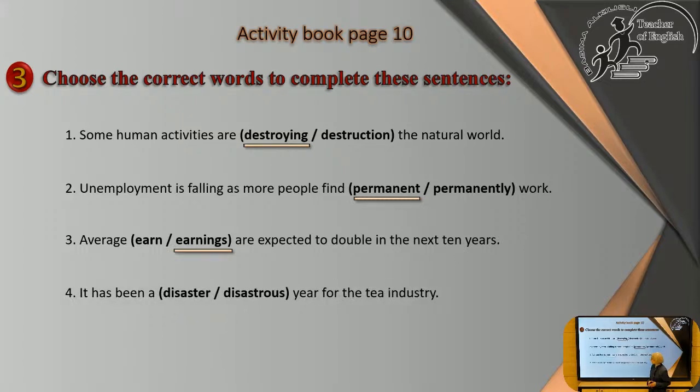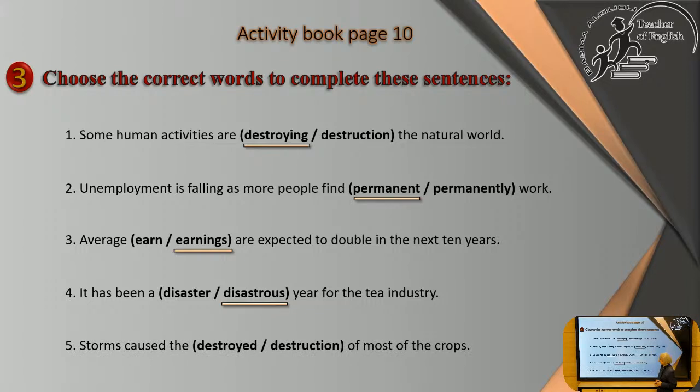Okay, now 4. It has been a disaster or disastrous year for the tea industry. Disaster is a noun, disastrous is an adjective. We say that after a, which is an article, we use nouns. But the noun here is year. We are describing year. So we say it's a disastrous year.